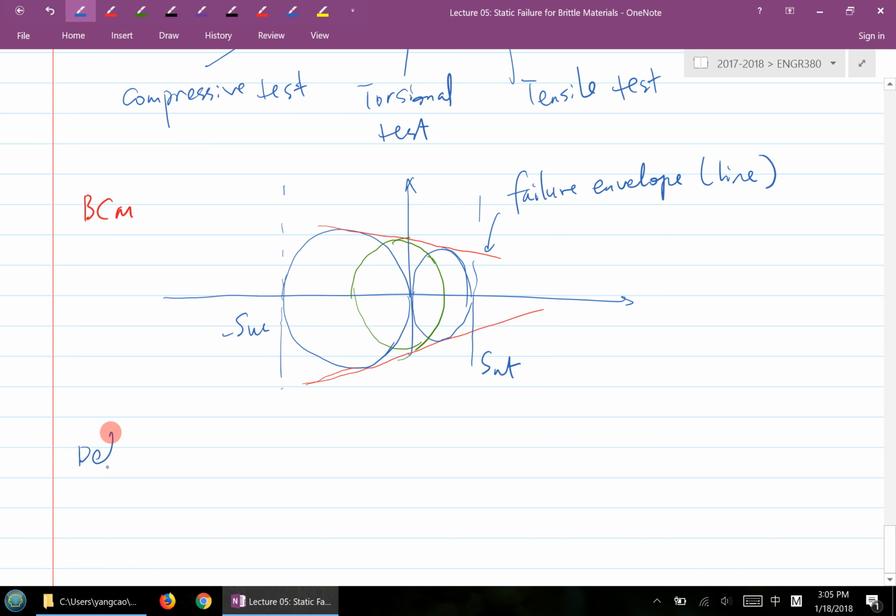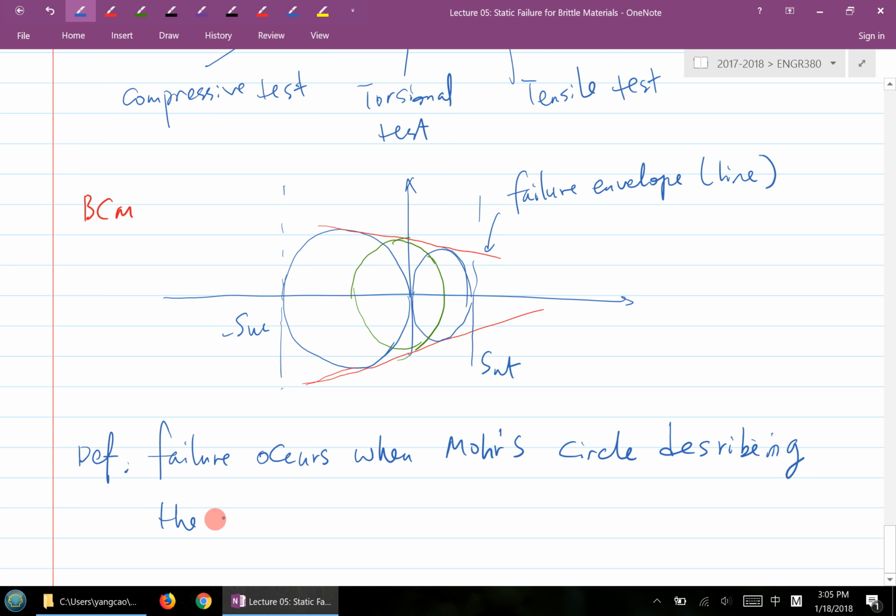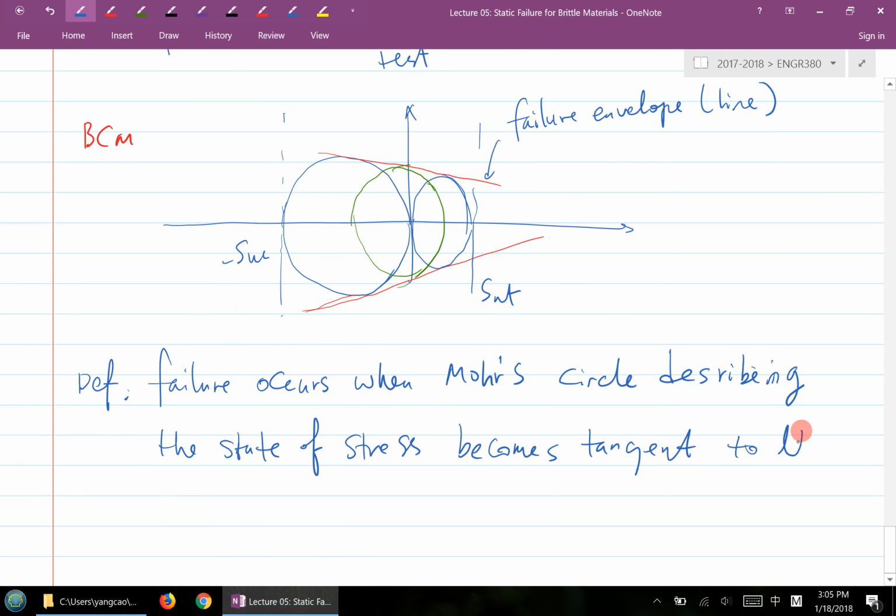So I'll just write down the definition in here. Failure occurs when the Mohr's circle describing the state of stress becomes tangent to the failure envelope. Okay, that's all about it.